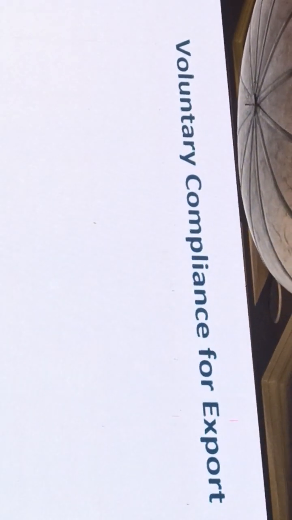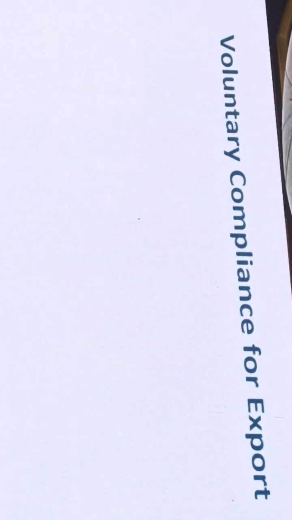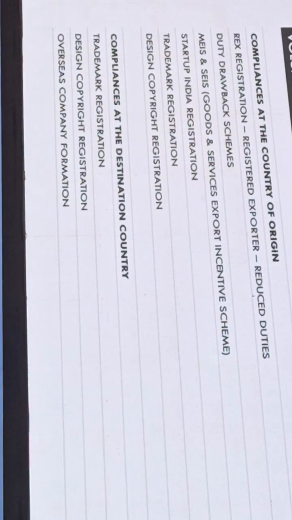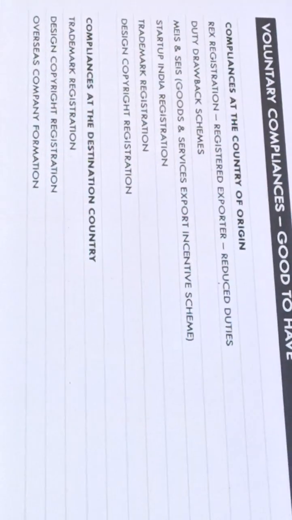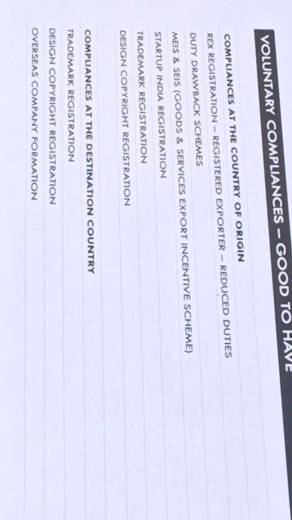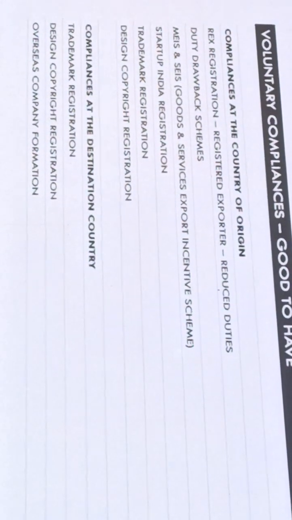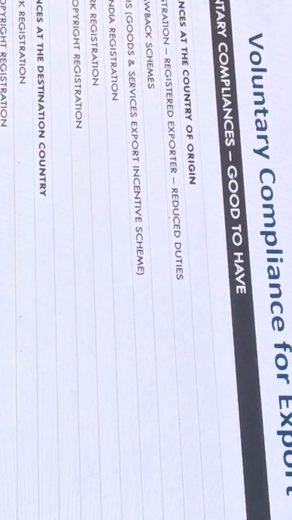Again, we've broken down voluntary compliance also into geographies. Your home geography being India and your target marketplace, which can be US, UK, etc. In India, you would have REX registration, which is very important. I can't stress the importance of REX registration. If you do apparel business, for example, duty rate is about 12%. But if you have a REX number, you would reduce it to 9%. So there's a potential 3% savings of duties over there.